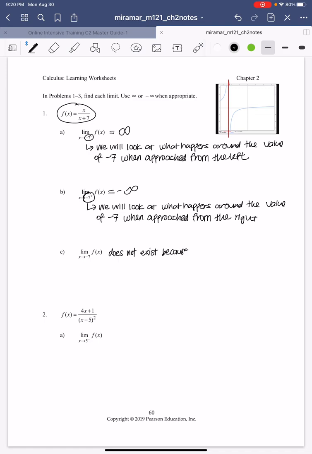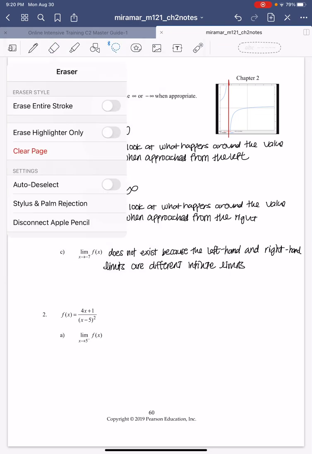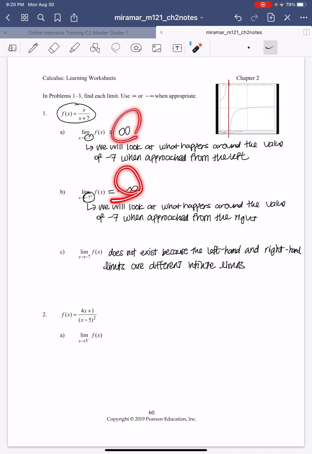because the left-hand and right-hand limits are different. Infinite limit. Okay, so that's how we get an infinite limit right there. You might not always get a nice number out.